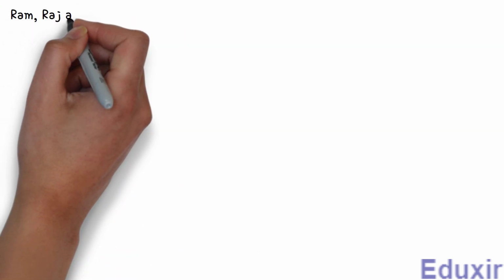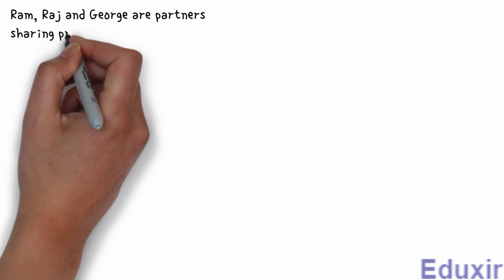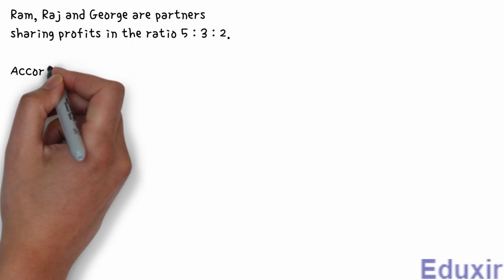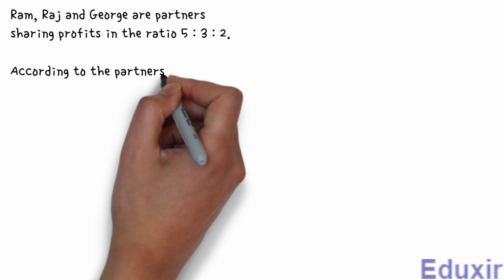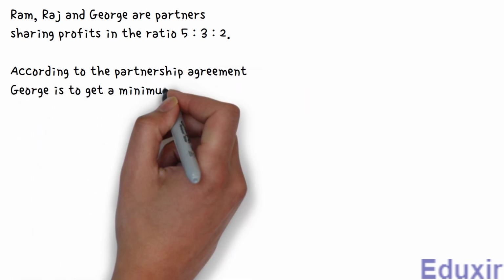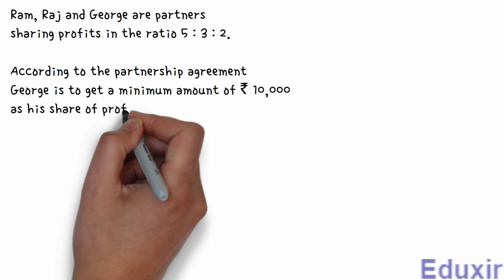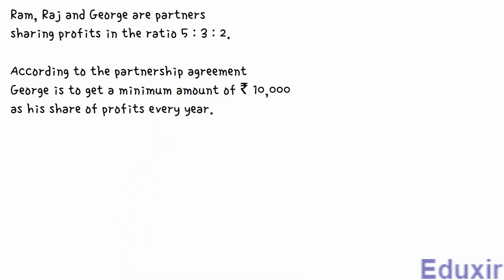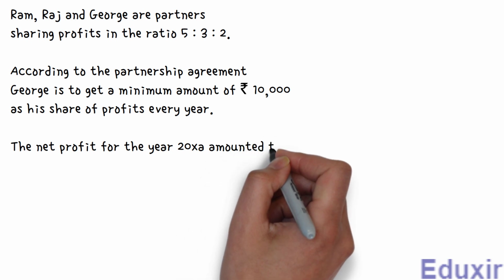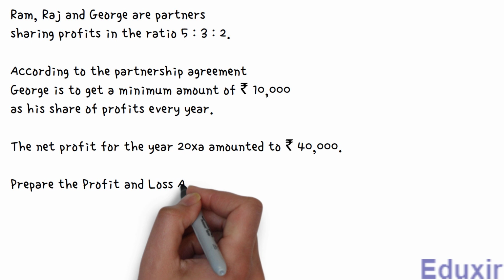Ram, Raj and George are partners sharing profits in the ratio 5:3:2. According to the partnership agreement, George is to get a minimum amount of 10,000 rupees as his share of profits every year. The net profit for the year 2000 XA amounted to 40,000 rupees. Prepare the profit and loss appropriation account.